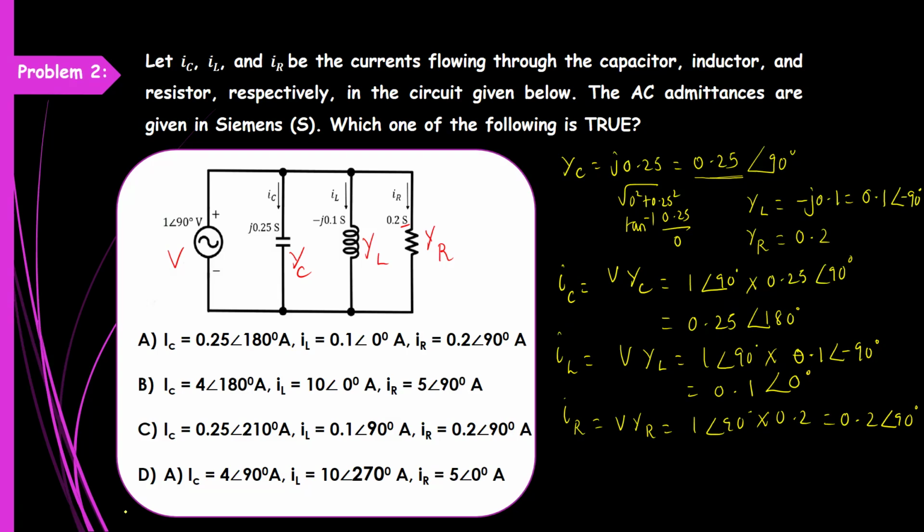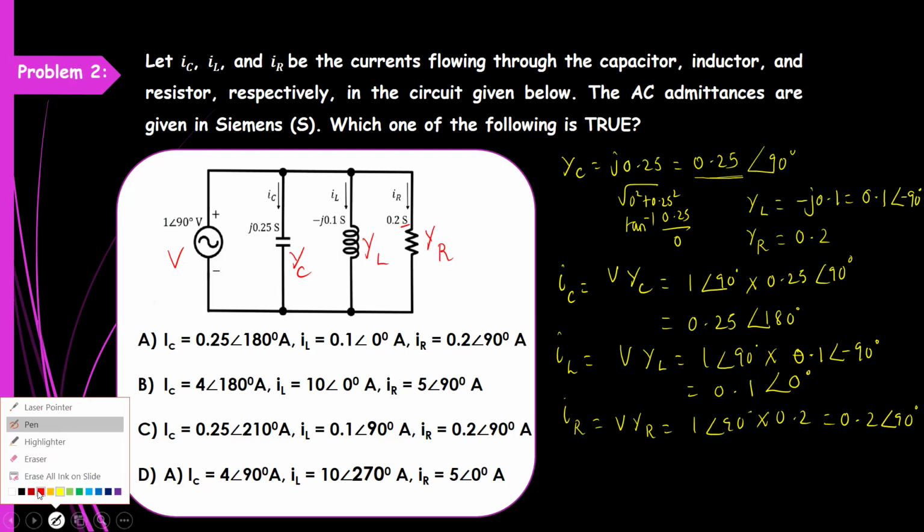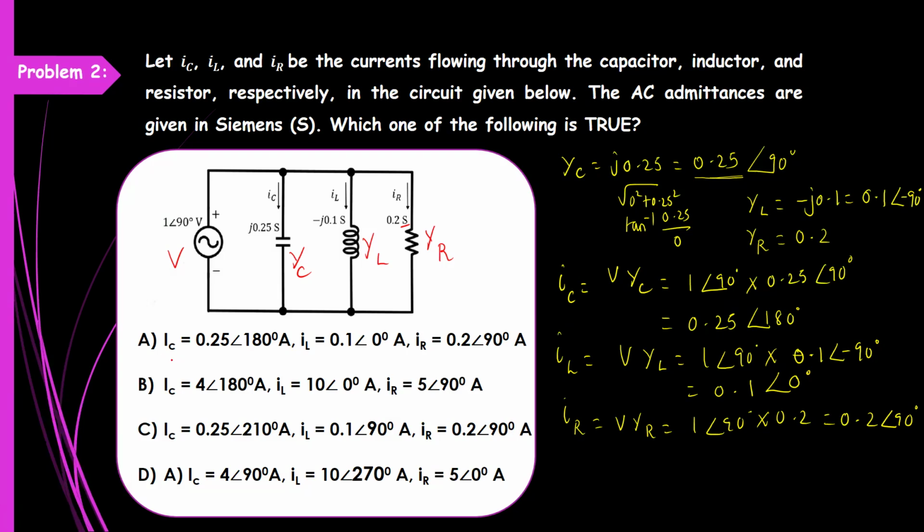So let me check with the options. See option A: IC equal to 0.25 angle 180 degree. Here also we obtained the same. IL equal to 0.1 angle 0 degree. Here also we obtained that. And IR equal to 0.2 angle 90 degree. We obtained that only. So option A is the correct one for the given question.